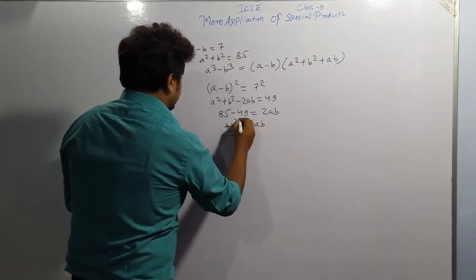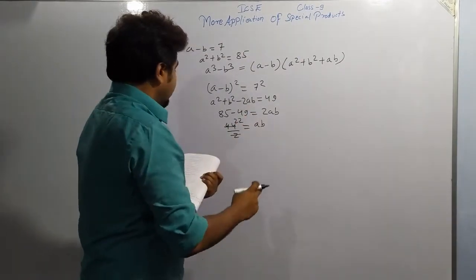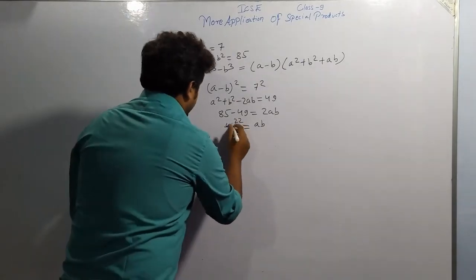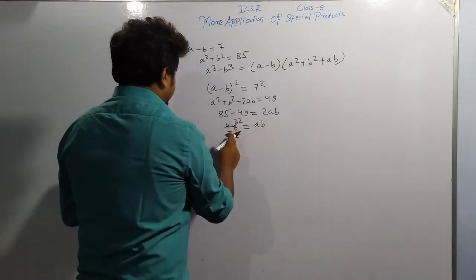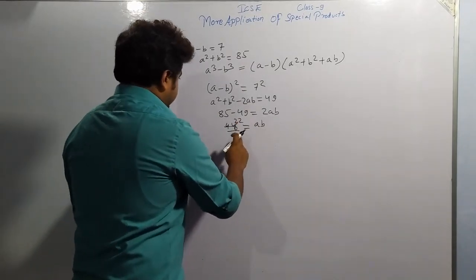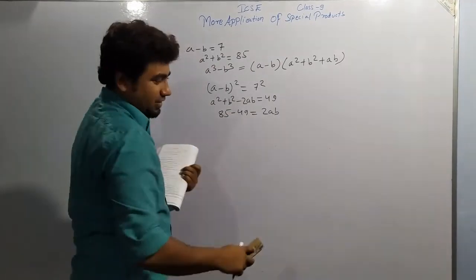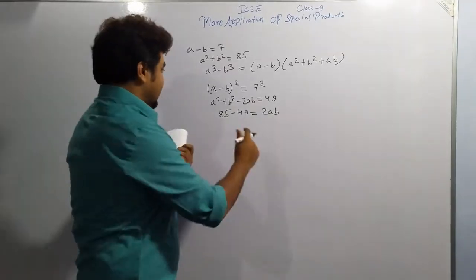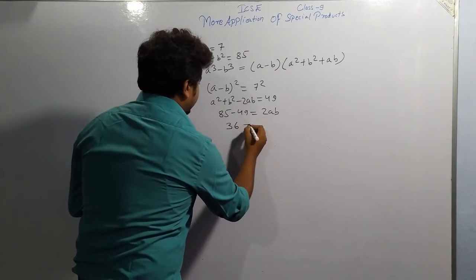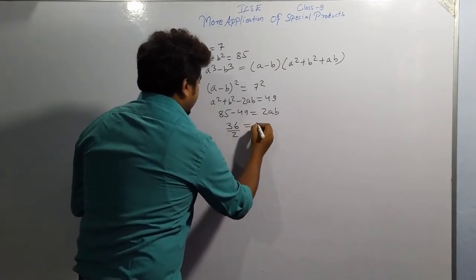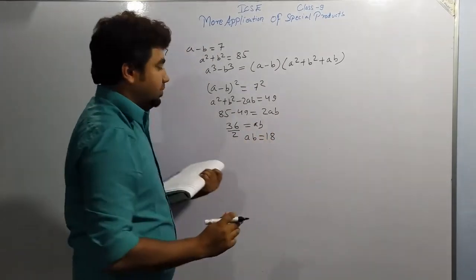So we are getting the value of AB, which is coming out to be, wait, this is 46. So we'll be solving once again. This is 85 minus 49, we are getting equal to 36. So AB by 2, AB will be equal to 18. So this is the value of AB.